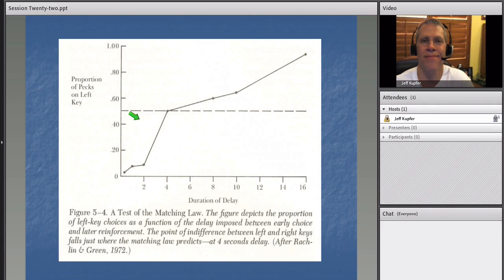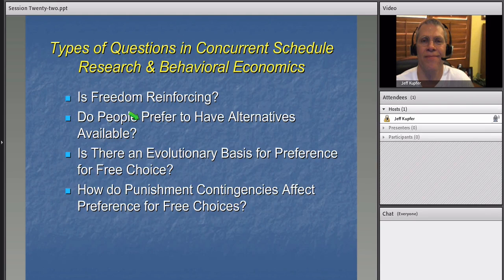Okay, for example, is freedom reinforcing? That would be an interesting question. If we look over at our scenario again, you would think that if freedom is reinforcing, the idea of freedom to choose is in fact an inherent reinforcer. Therefore, getting into this situation arranges for the pigeon to have choice. And simply, the idea of being free to choose between two things might be reinforcing. However, we find out that's not true.